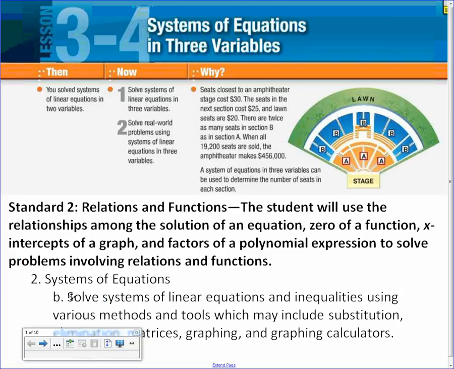All right, in lesson 3-4 today, we're going to show you how to solve a system of equations in 3 variables. In class, we did this with the calculator, but since you're not in class, you need to learn how to do it without a calculator.